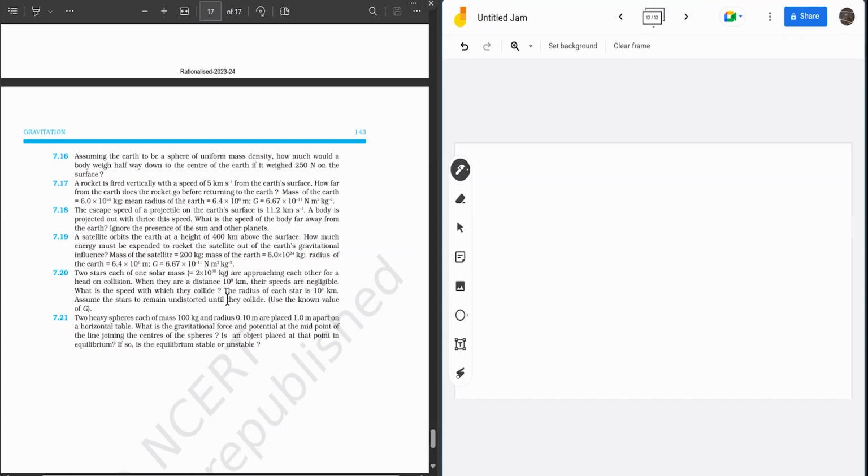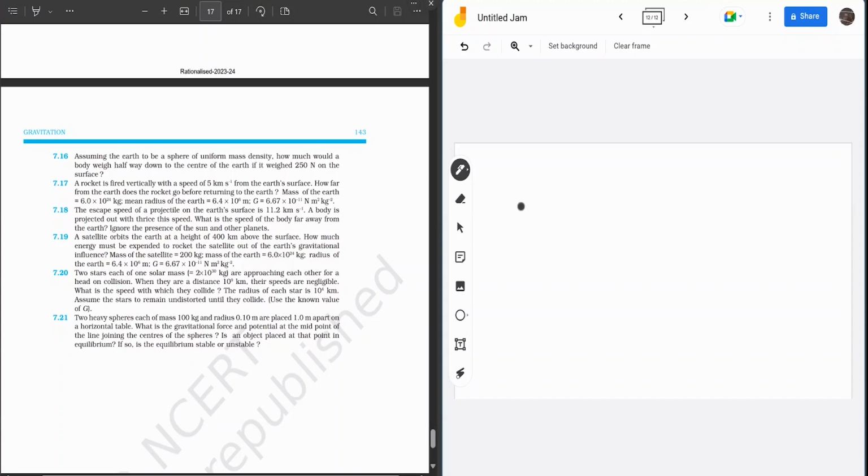Let's do the last question. Two heavy spheres, each of mass 100 kilograms and radius 0.1 meters, are placed 1 meter away on a horizontal table. What is the gravitational force and potential at the midpoint of the line joining the centers of the spheres? Is an object placed at the point in equilibrium? If so, is the equilibrium stable or unstable?